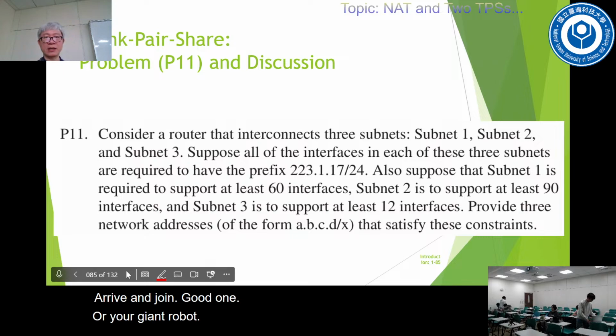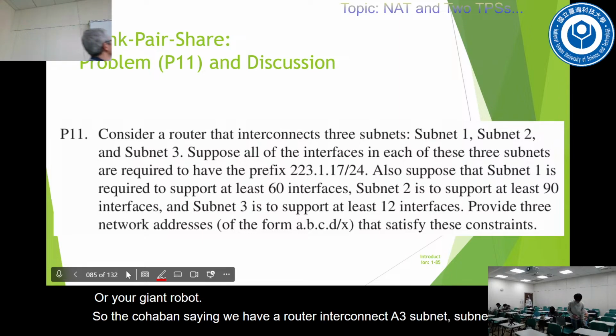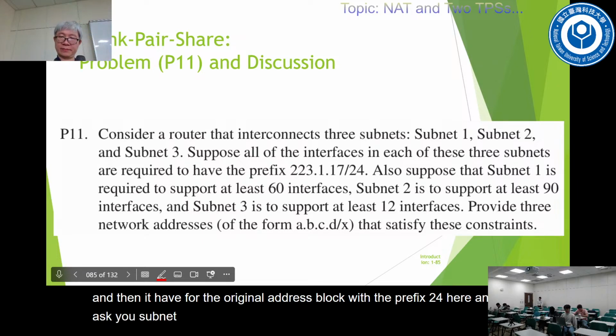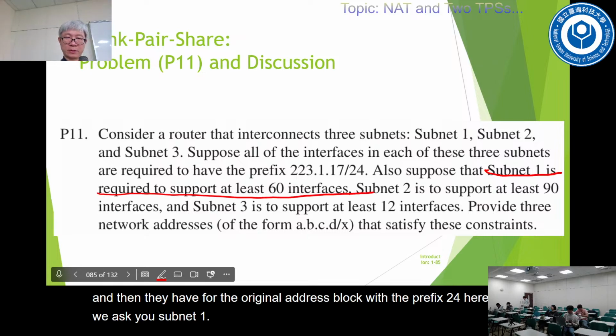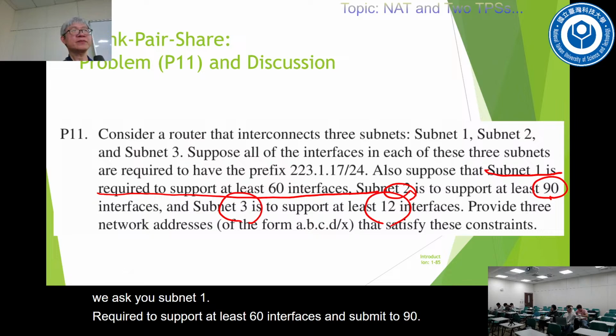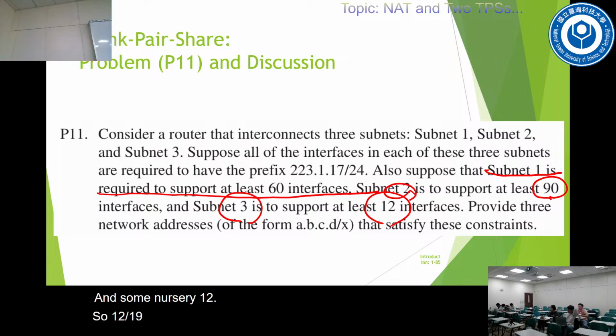So the current problem is saying we have a router interconnecting 3 subnets, subnet 1, 2, 3, and we have the original address block with the prefix /24 here. And we ask you, subnet 1 is required to support at least 60 interfaces, subnet 2, 90, and subnet 3, 12. So 12, 90, 60 for the hints.